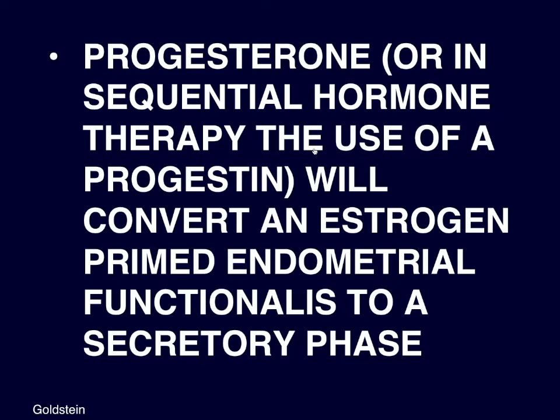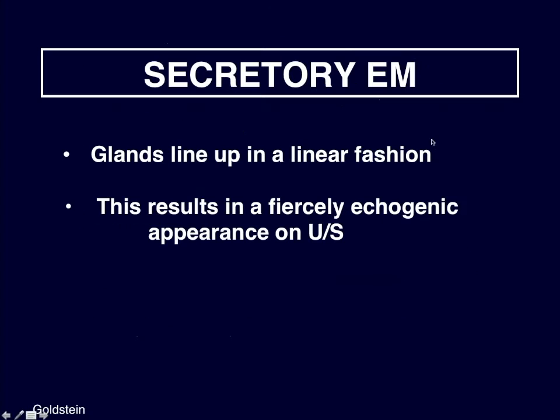Progesterone, or in the case of sequential hormone replacement therapy, the use of a progestin, will convert this estrogen-primed endometrial functionalis to a secretory phase. In secretory endometrium, the glands will line up in a linear fashion, and this results in a fiercely echogenic appearance on ultrasound. So notice the glands here in the secretory phase are all somewhat linear.